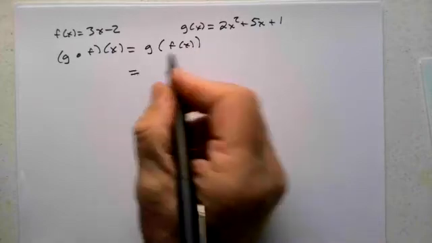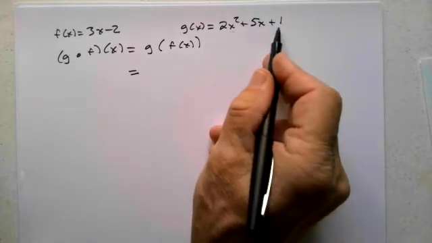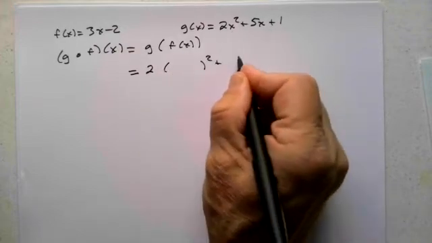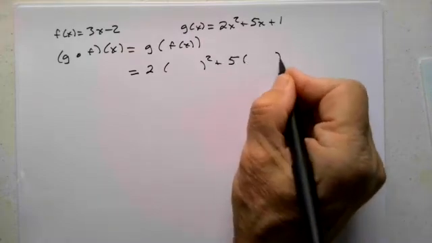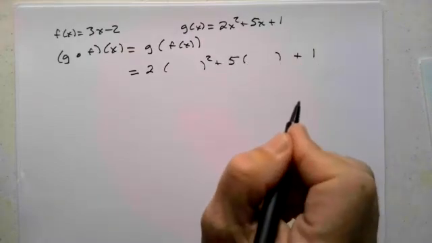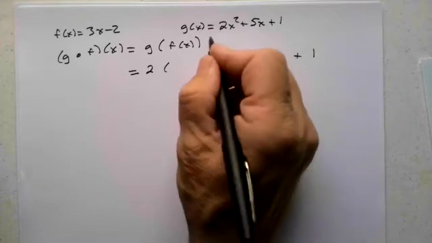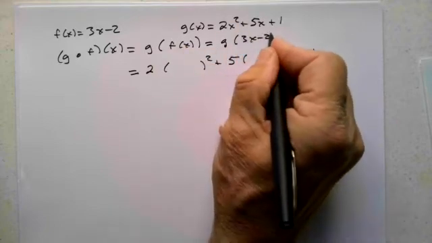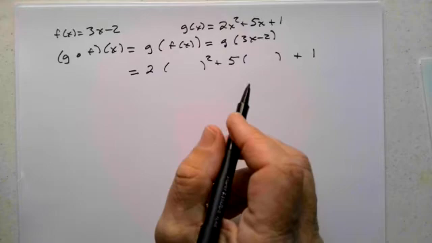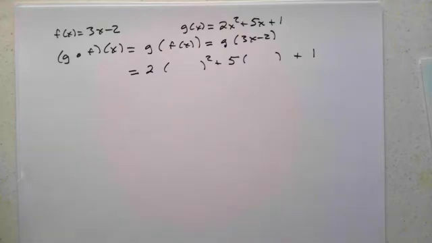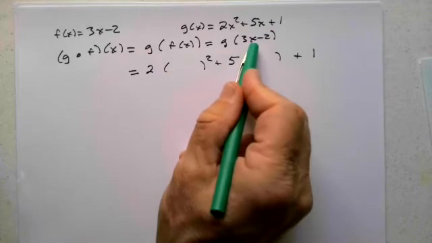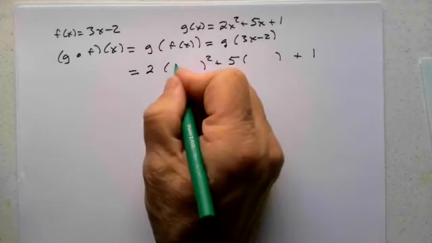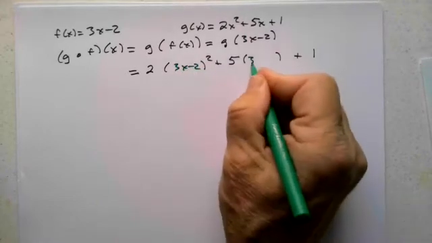But what is g of something? Well, g of x is 2x squared plus 5x plus 1. So g of something is 2 times something squared plus 5 times the something plus 1. So the reality is I have here g of f of x, which is g of what? Replacing f of x, which is 3x minus 2. So the something that I need here is 3x minus 2. So g of f of x is g of 3x minus 2. g of something, 2 something squared plus 5 something plus 1. The something is 3x minus 2.